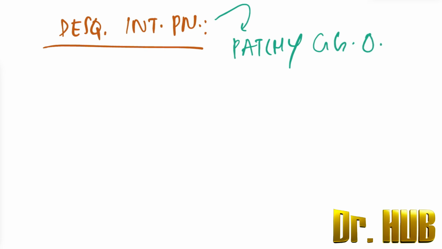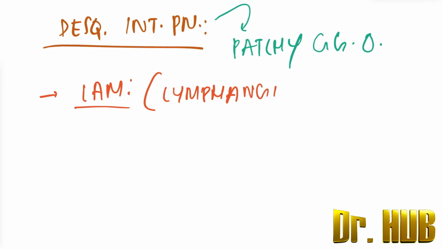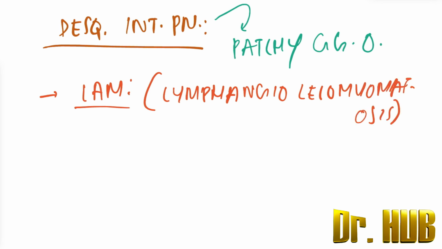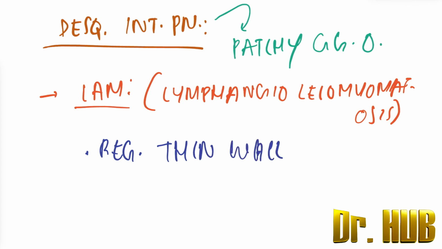What are the other forms of the ILDs? The other forms include LAM. LAM stands for lymphangioleiomyomatosis. So let's write it down. Lymphangioleiomyomatosis. This is nothing but regular thin-walled cysts.